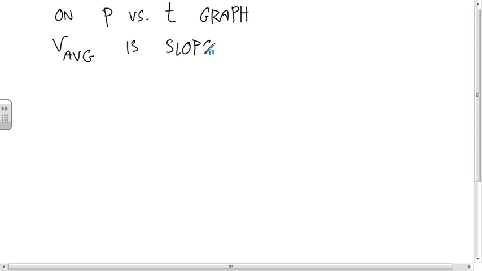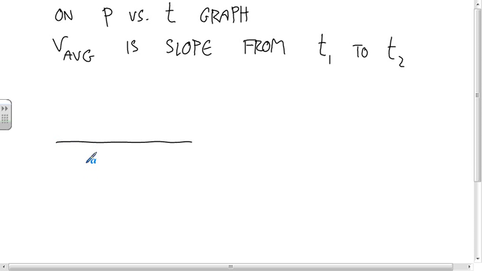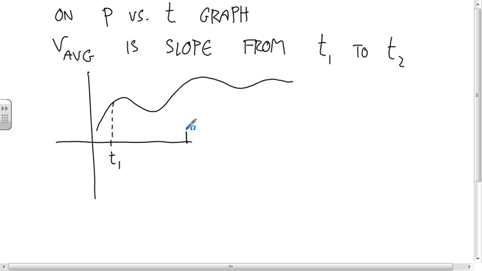Also, on a position versus time graph, the average velocity is the slope from t1 to t2. So if you know that an object's motion looks like this, and say this is your time t1, and this is your time t2, so then this is your position at time 2, this is your position at time 1. The average velocity from this instant to this instant is the slope of that line.